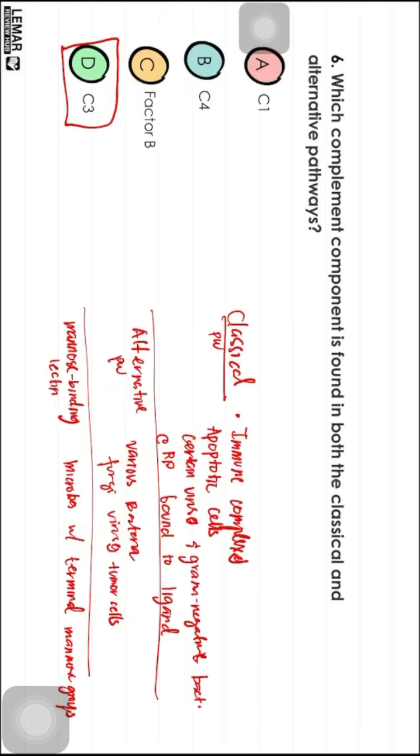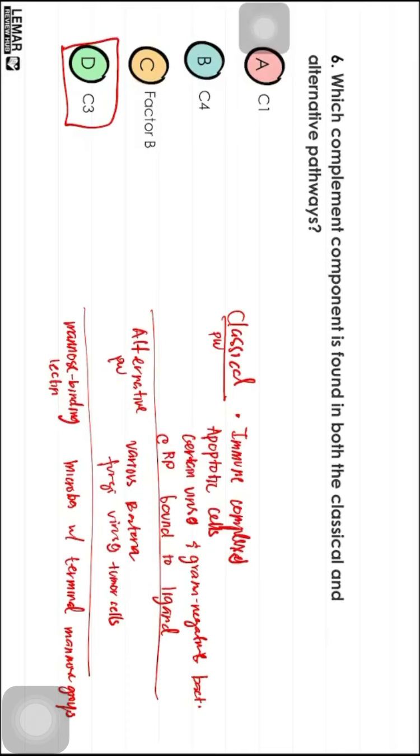We have your factor B. Factor B is found in the alternative complement pathway. The factor B component is consumed by the activation of the alternative complement pathway.